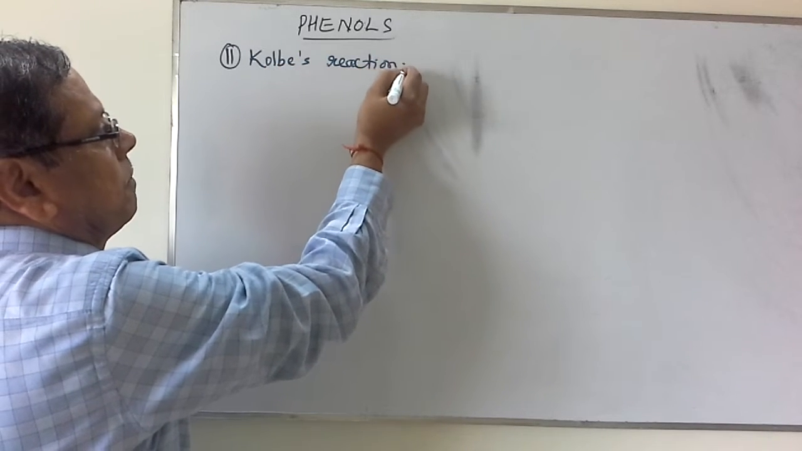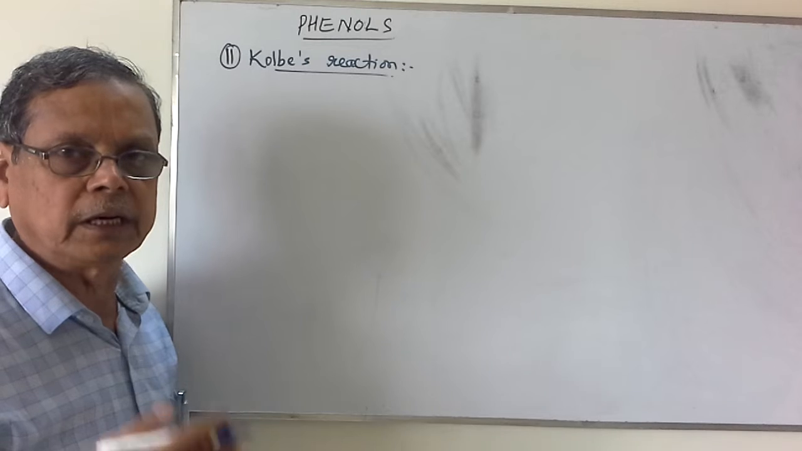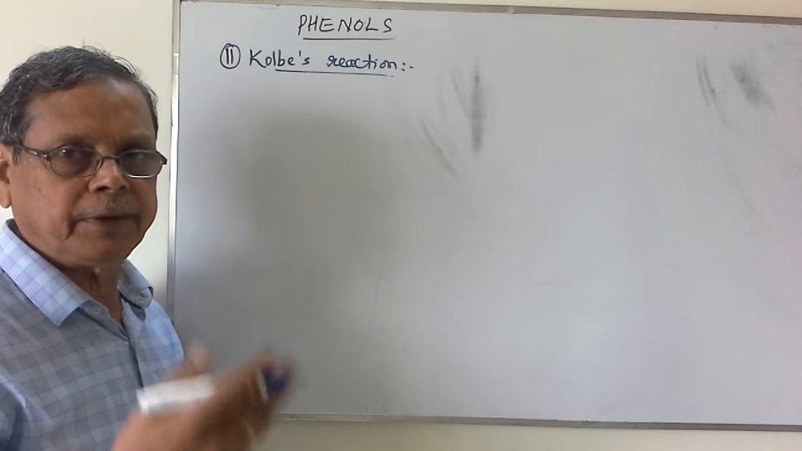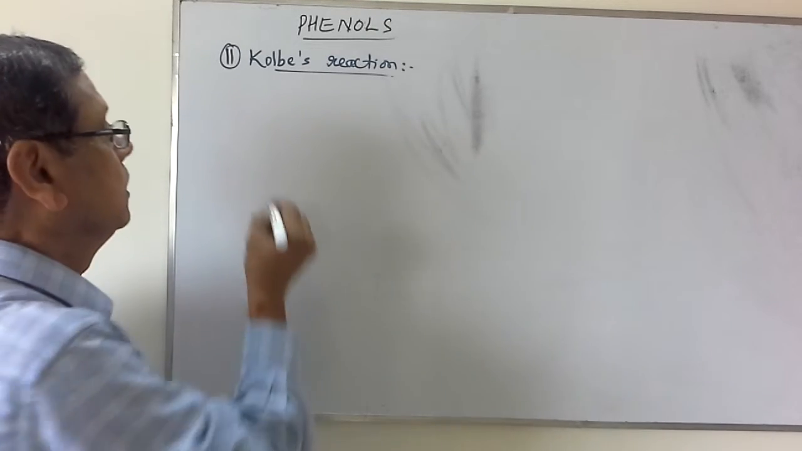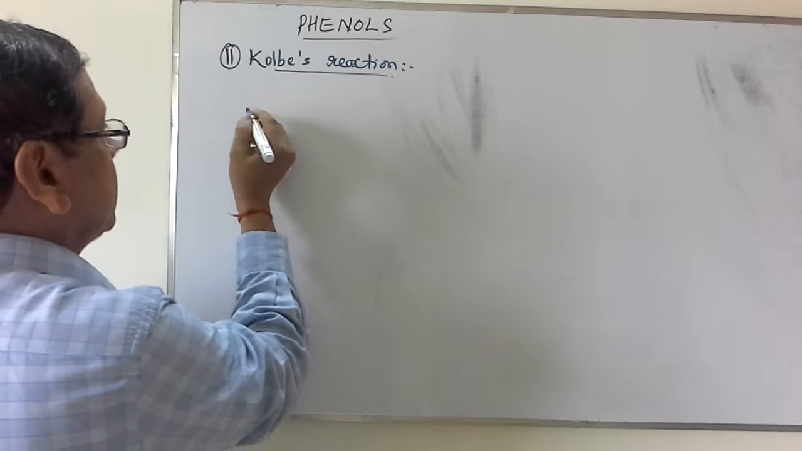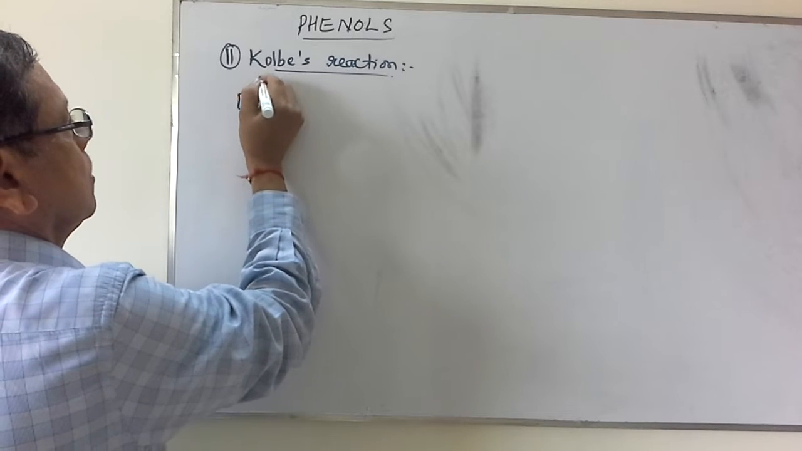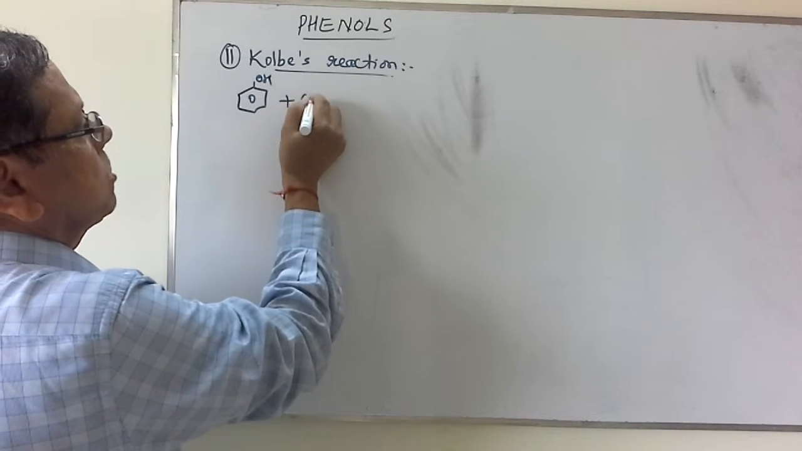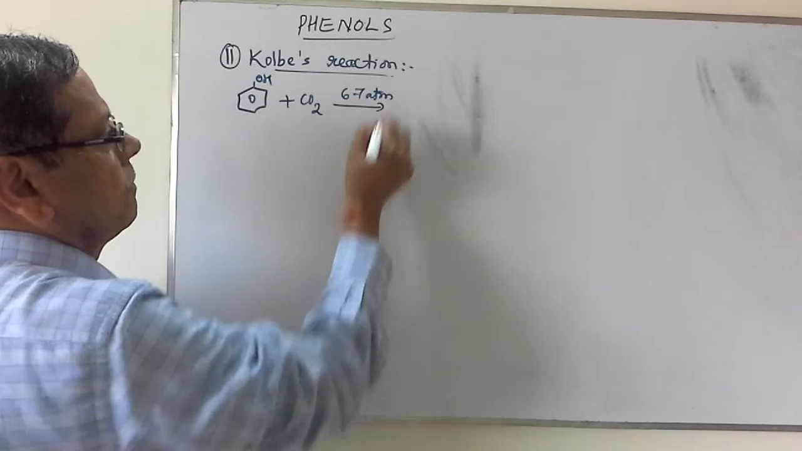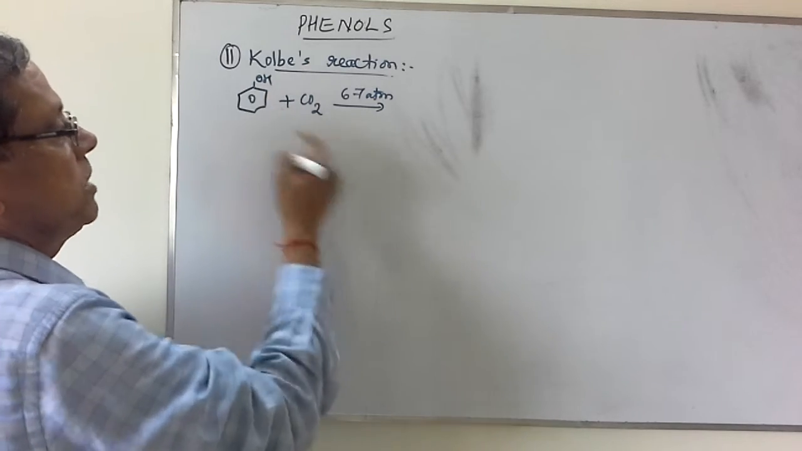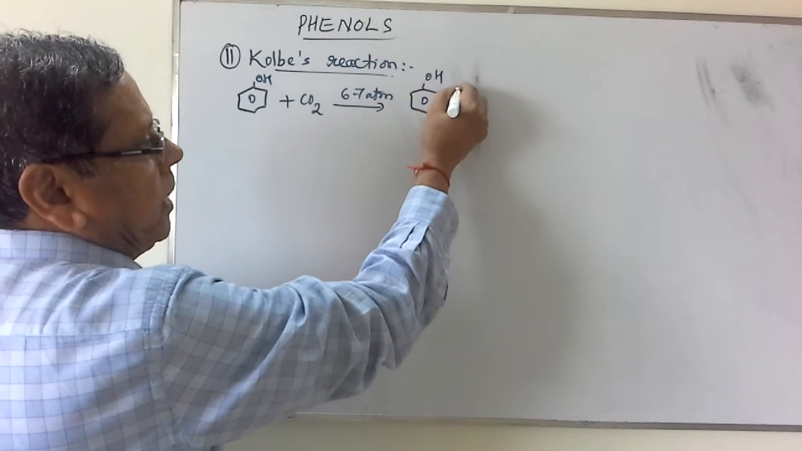Kolbe's reaction is actually the reaction of the phenol with carbon dioxide. When we pass carbon dioxide through the aqueous solution of phenol at about 6 to 7 atmosphere pressure, it will undergo reaction. We write this phenol, OH. When you treat this with carbon dioxide under 6 to 7 atmosphere pressure, carbon dioxide will be substituted in the ortho position so that it gives rise to OH and COOH.